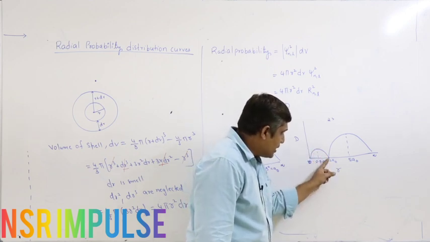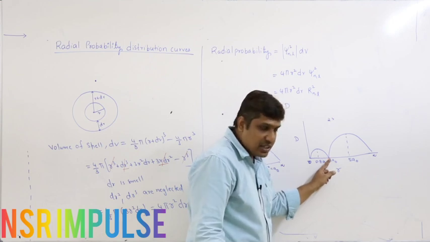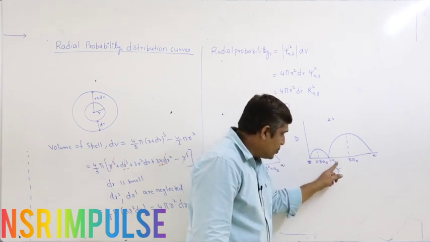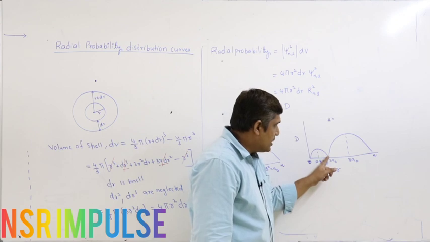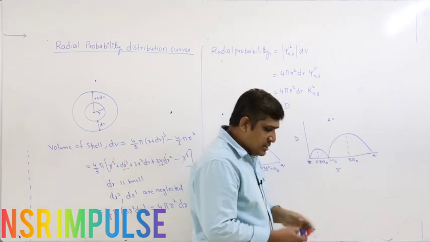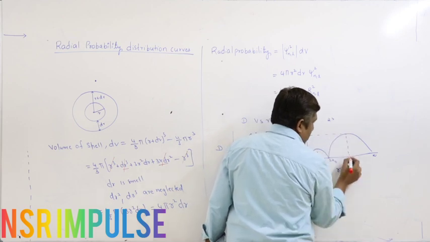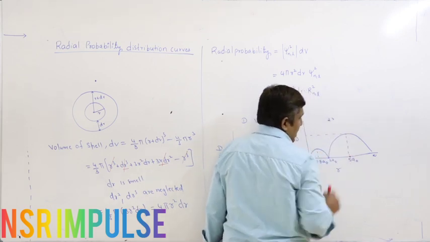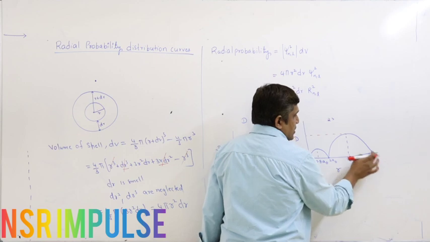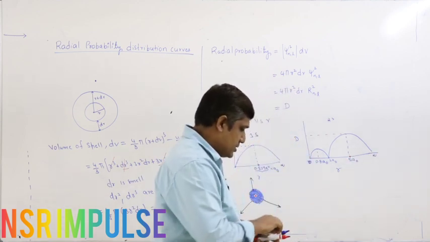Now here again you will get a point intersecting on the x-axis representing the nucleus, at a distance of 2 a naught, and it increases, and this is the maximum probability of finding the electron at a distance of 5 times a naught, and here this is the last point, that is infinity. So what is the meaning of this?